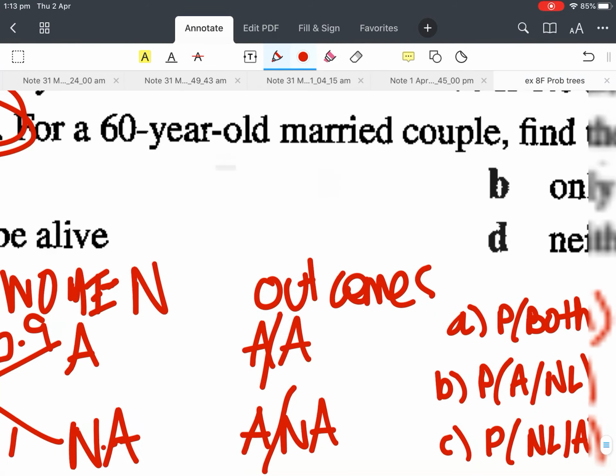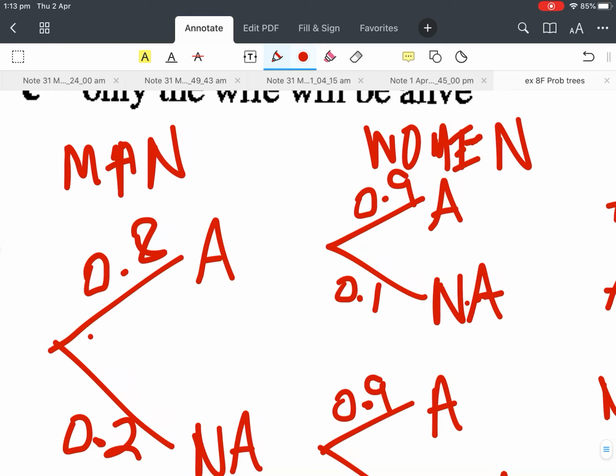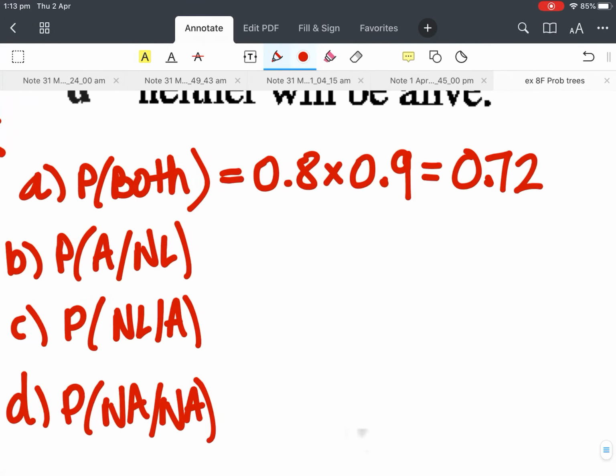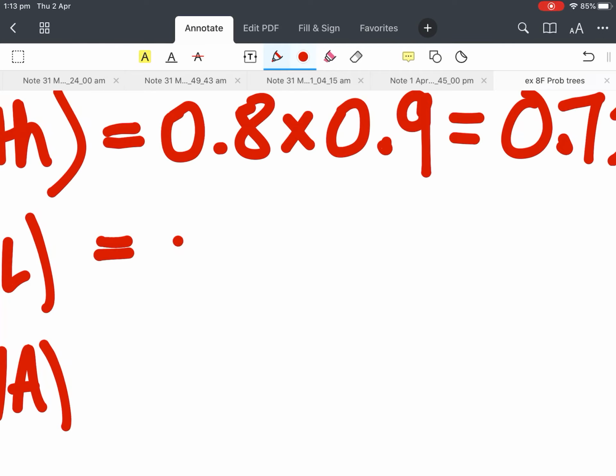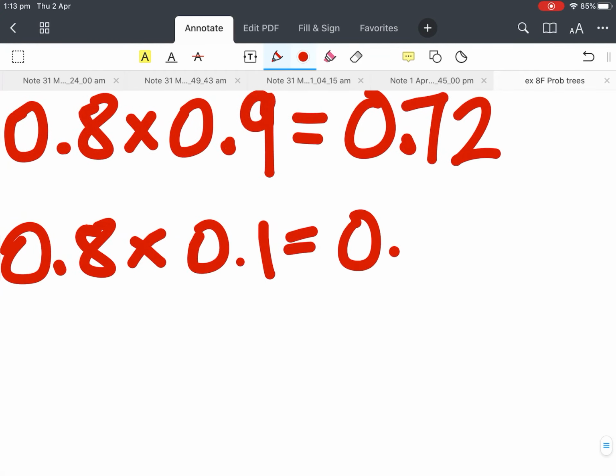All right, now, alive, not alive. So let's have a look. The man is alive, so that's 0.8. The woman is not alive, so that's 0.1. Man is alive, 0.8. Woman is not, 0.1. That gives me, when I do it on my calculator, an answer of 0.08.